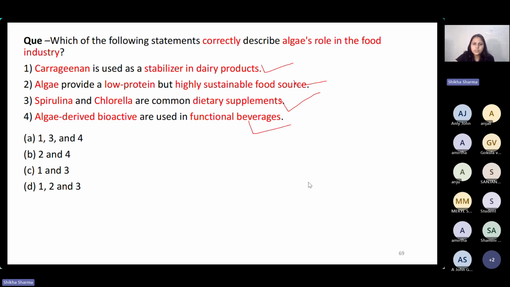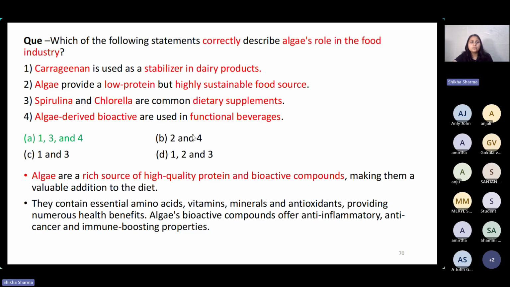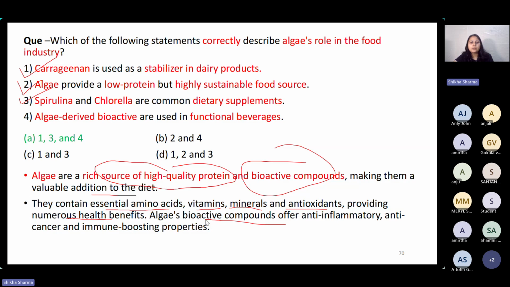Okay, let's discuss the solution. So basically 1, 3 and 4 are the correct answers here. Algae basically is a rich source of high quality protein and bioactives, and that's why it is used in diets as a supplement. They contain essential amino acids, vitamins, minerals and antioxidants, and provide numerous health benefits. Algae's bioactive compounds offer anti-inflammatory, anti-cancer and immune boosting properties.